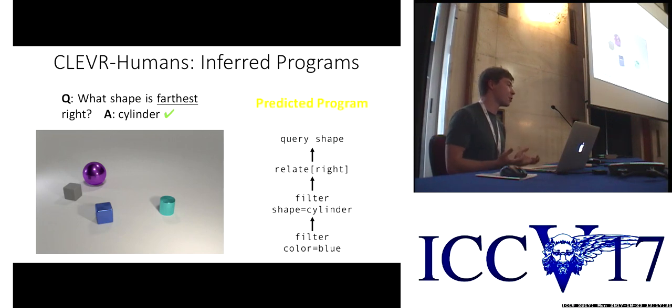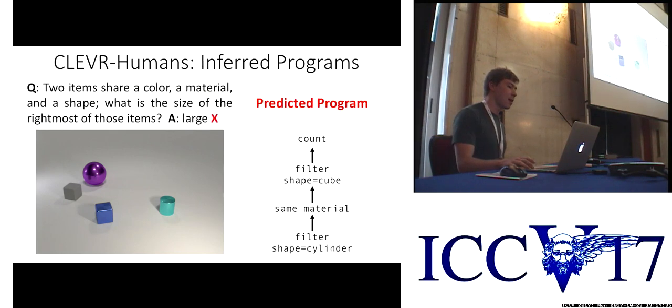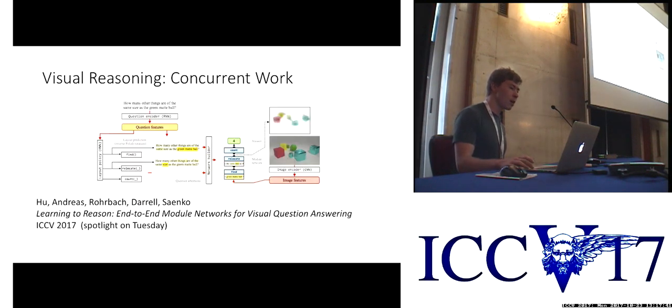So in this case, that was sufficient for answering the question, but in general, this is not really the right semantics. And sometimes on complex questions, the model just totally fails and has no idea what kind of program to predict. I'd also like to point out some concurrent work in visual reasoning from Berkeley, which also appears at this ICCV, which proposes a very similar model for visual reasoning on the Clever dataset. And I'd suggest you check out their talk on Tuesday.